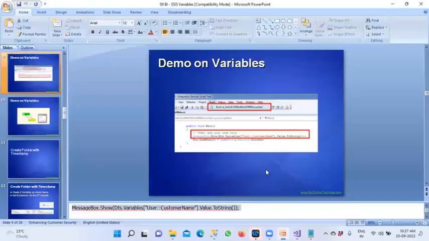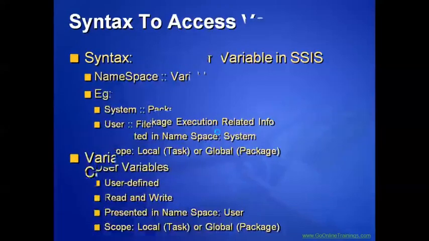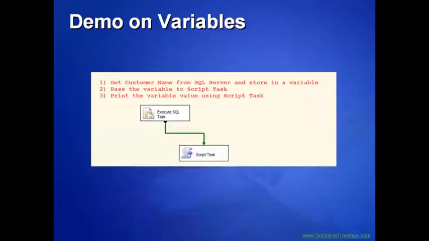Now I clearly mentioned the purpose of a variable is to move the data from one task to another. So who is reading the data? The data is read by Execute SQL Task: get the customer name from SQL Server and store it in a variable. Pass the variable to the script task, and now print the variable value using a script task. That's what I'm doing.